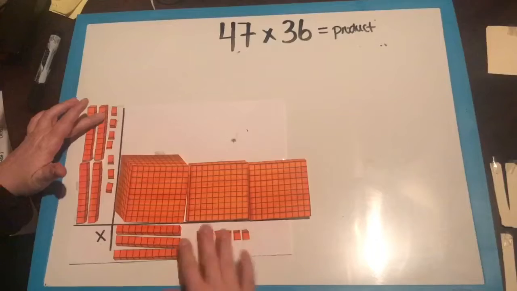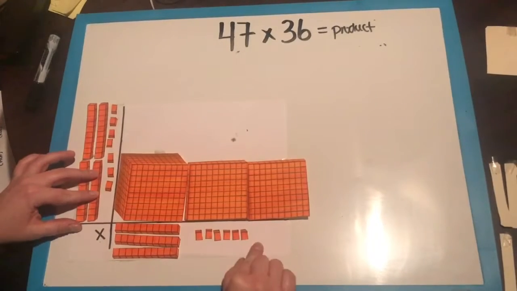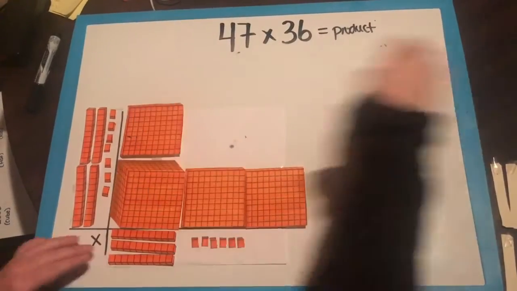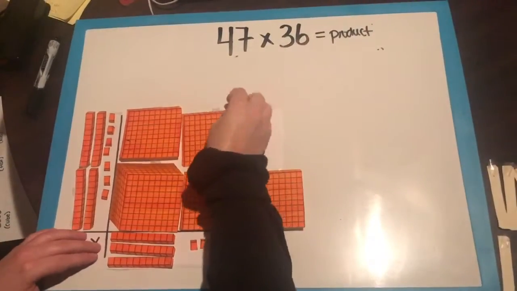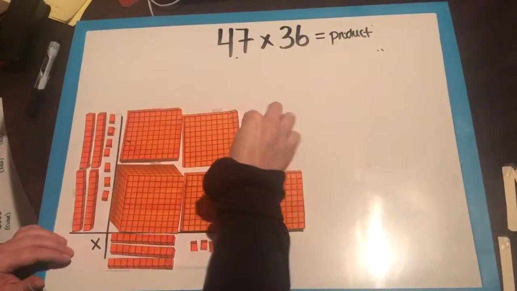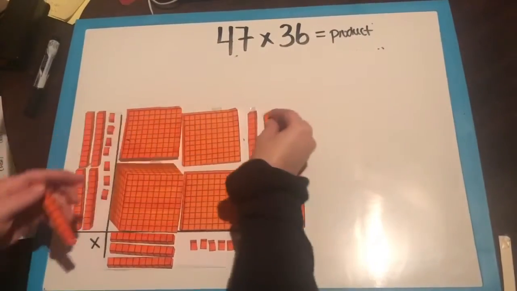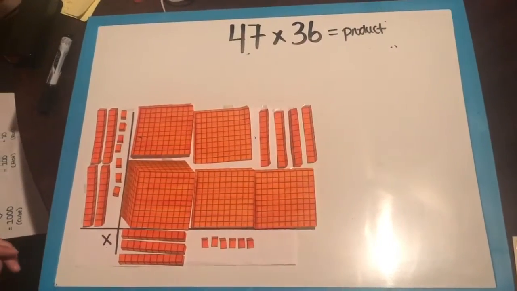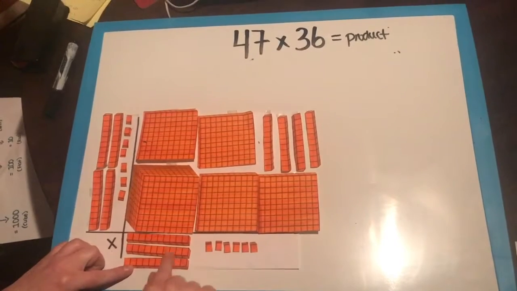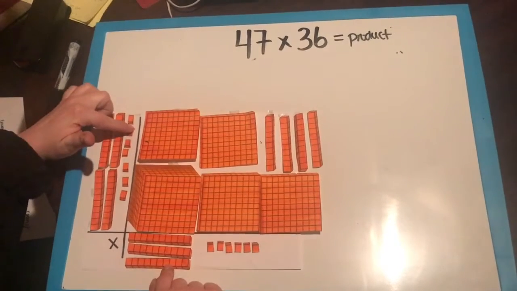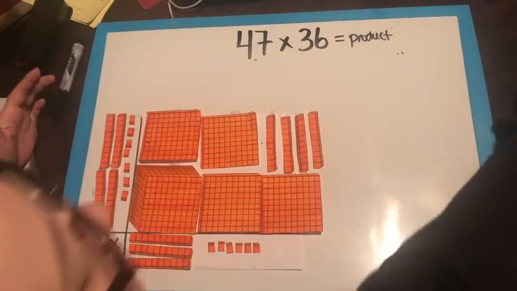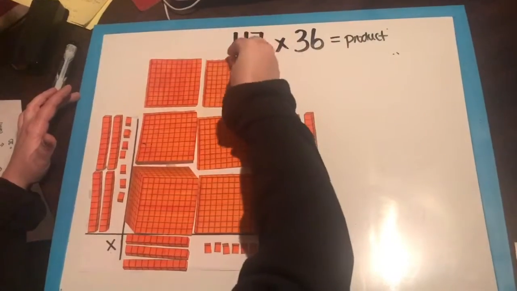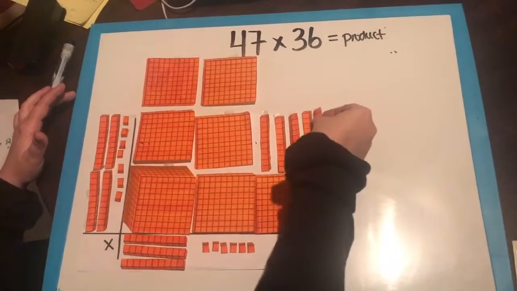Next, we want to multiply our 4 tens by our 6 ones. So 40 times 6 is 240, which is 200 and 4 tens. Next, we want to multiply our 3 rods on the bottom, so 30, by our 7 units on the side. So 30 times 7 is 210, which is 200 and 10.